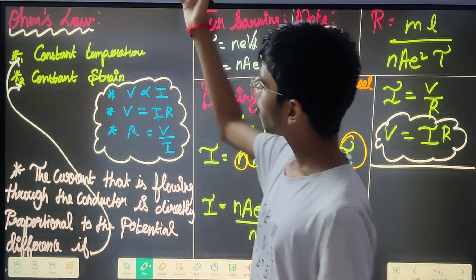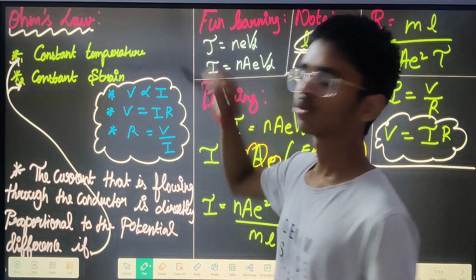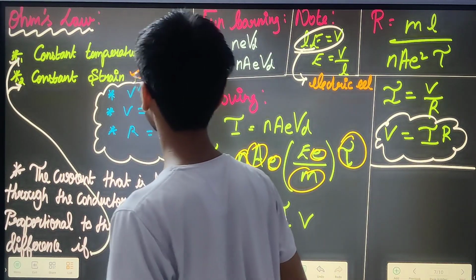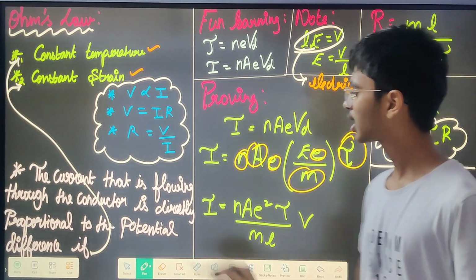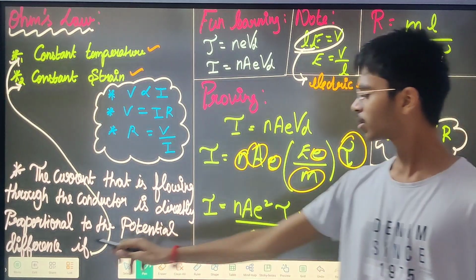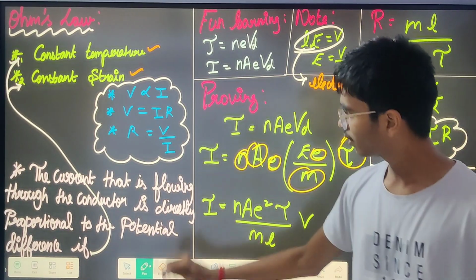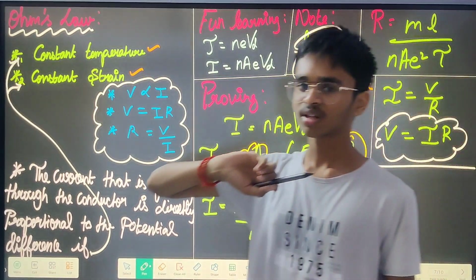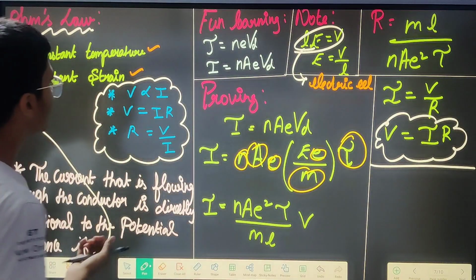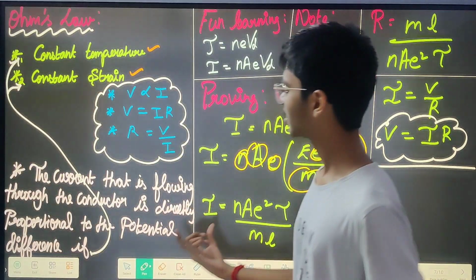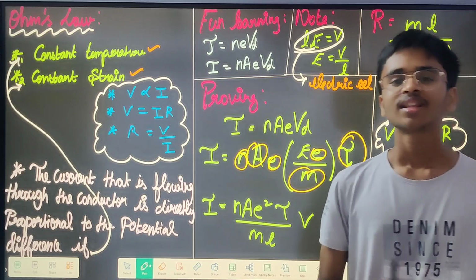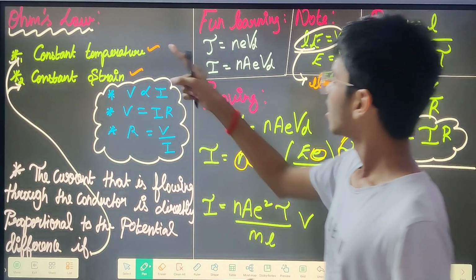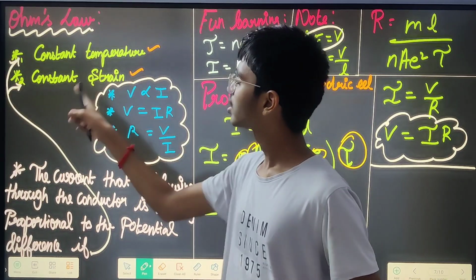Okay, so Ohm's law. Ohm's law is applicable only under two conditions: it has to be at constant temperature and it has to be under constant strain. When these two hold, the current flowing through the conductor is directly proportional to the potential difference. If they are asking for 2 marks, you have to write like this: the current flowing across the conductor is directly proportional to the potential difference if it is at constant temperature and under constant strain.